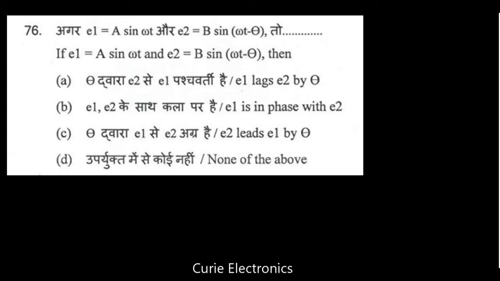If E1 equal to A sin omega t and E2 equal to B sin omega t minus phi. Here also we use a phasor diagram. Let this be the E1. Then E2 is lagging, so let's assume it somewhere here because it's minus phi. So it should lag. Now what is given in the options? E1 lags E2 by phi. E1 won't lag. This is wrong because E1 will lead, because there is no phase angle.